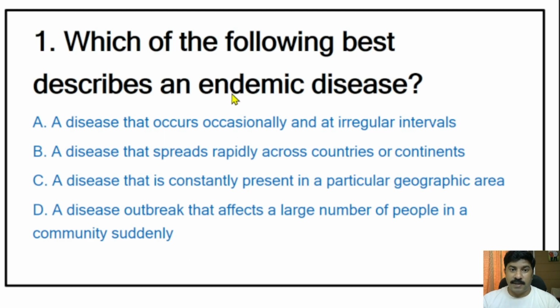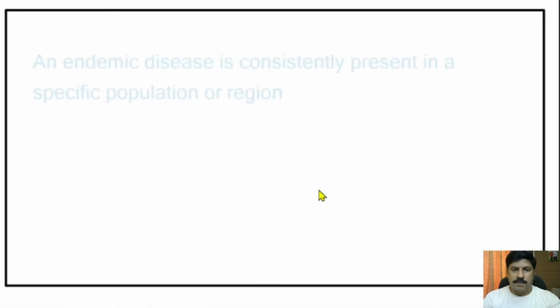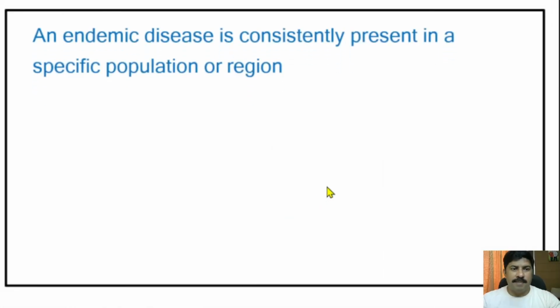So, endemic disease, you need to think about endemic disease. Here I have given confusing options. If you know the definition, you can easily answer here. The correct answer is option C, a disease that is constantly present in a particular geographic area. So we will see the definition. An endemic disease is constantly present in a specific population or a particular region.